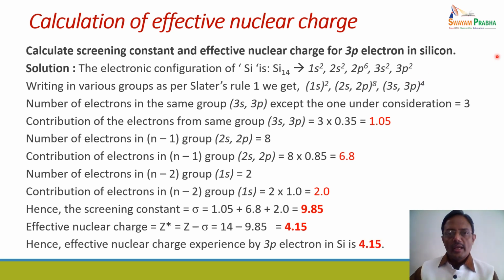Hence, in short, even if the nucleus has 14 positive charges, or the value of Z is 14, the actual force experienced by the last electron corresponds to only 4.15 positive charges.